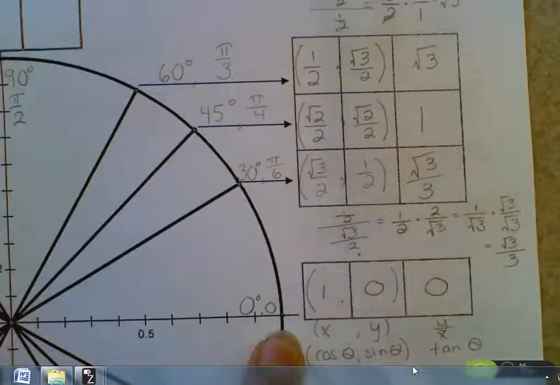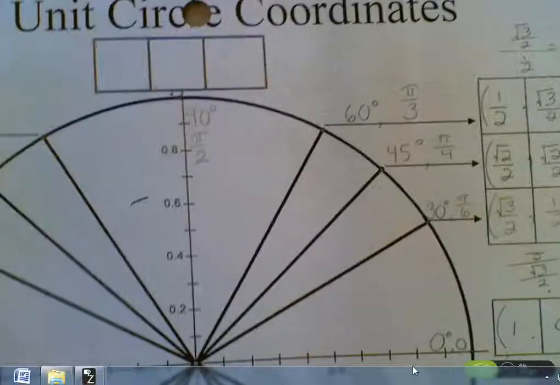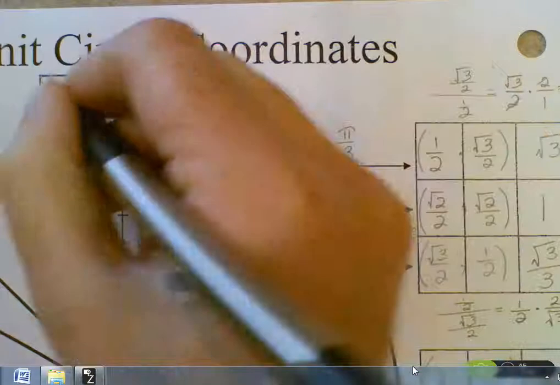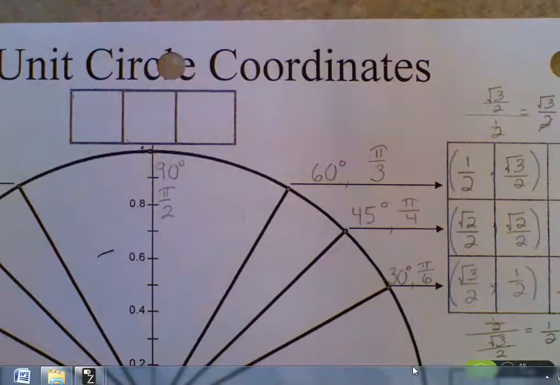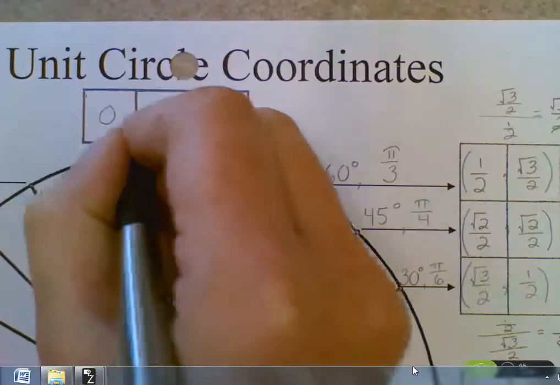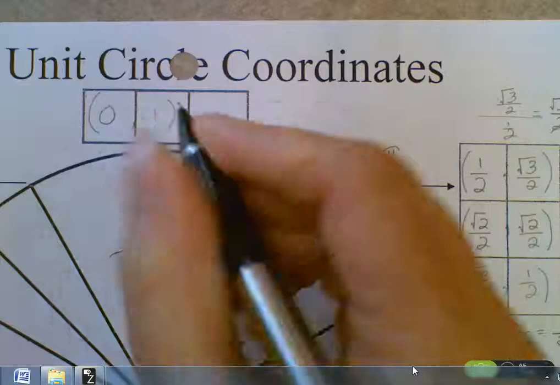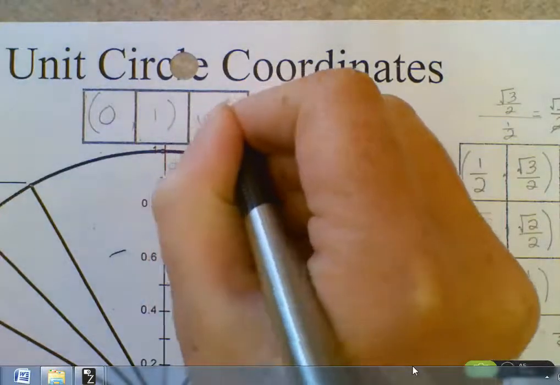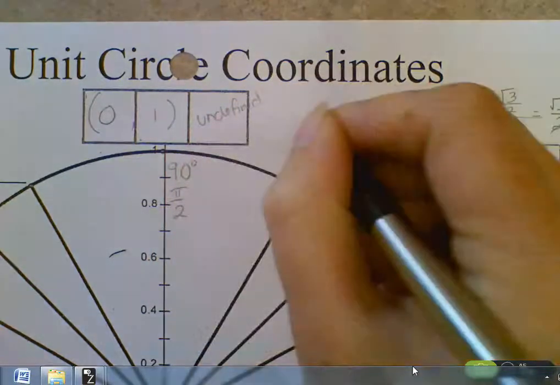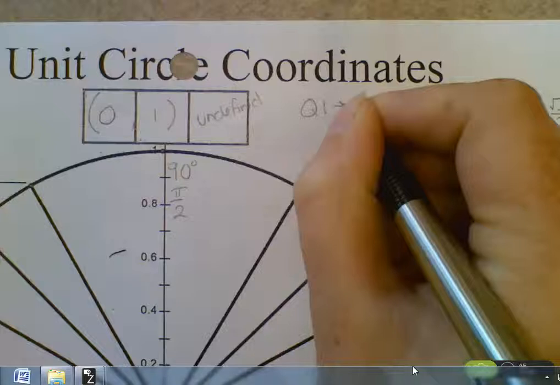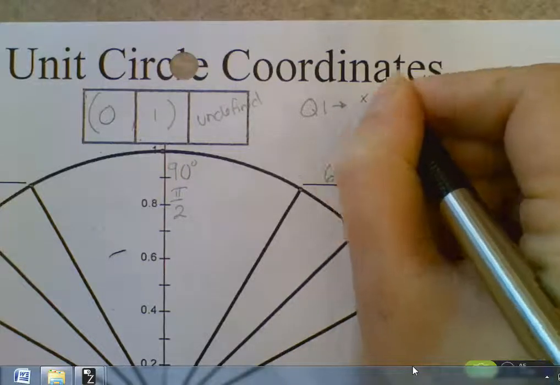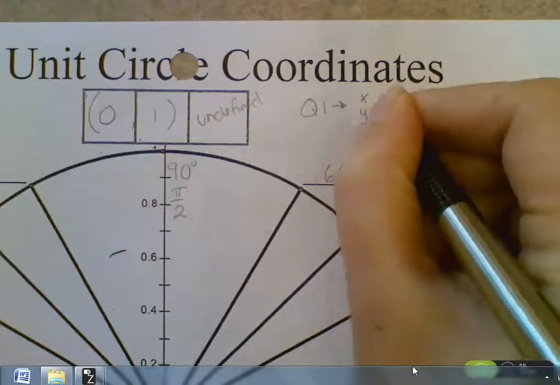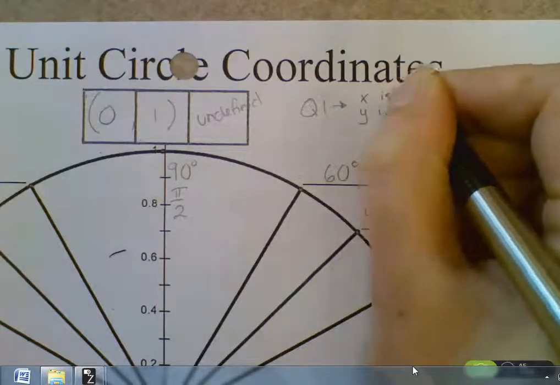You'll notice that in our first quadrant, actually, let's fill this in as well. At 90 degrees, we know that our x value is 0, our y value is 1. 1 over 0 gives us undefined for tangent. Okay, so in quadrant 1, we know that x is positive and y is positive also. Okay, x and y are both positive.